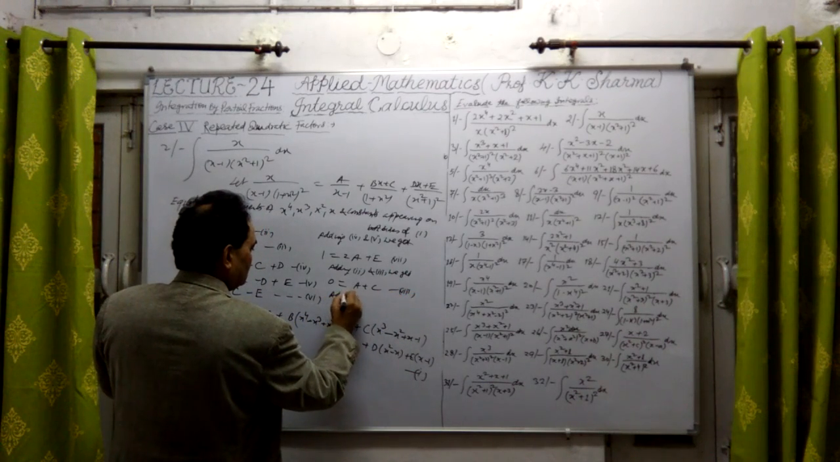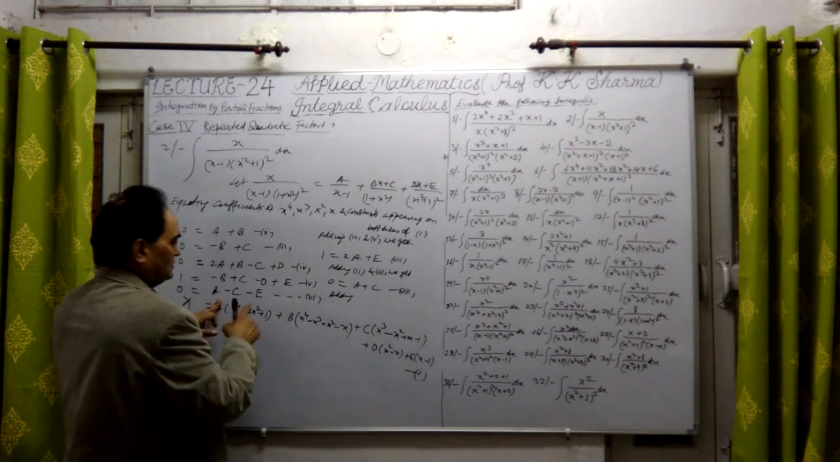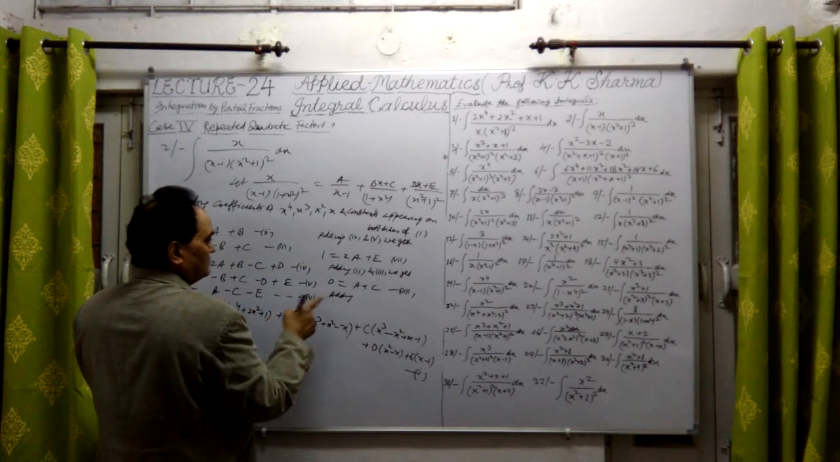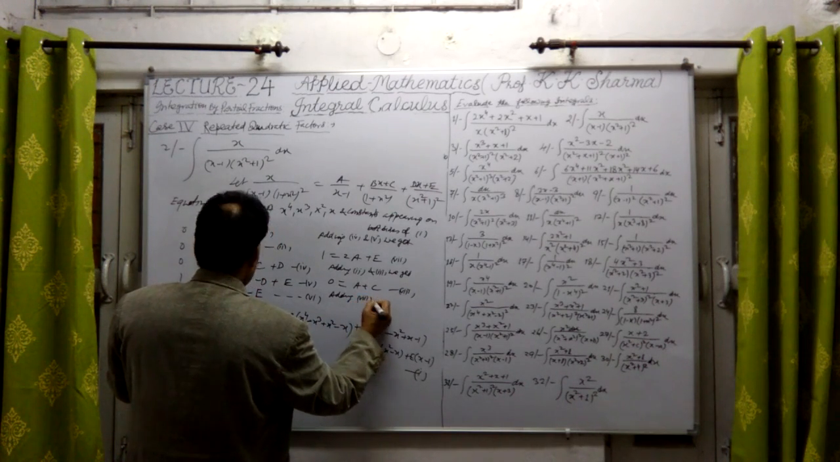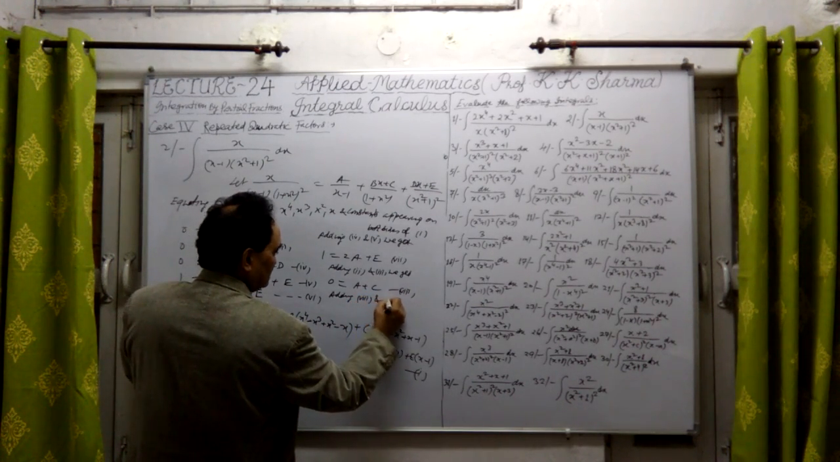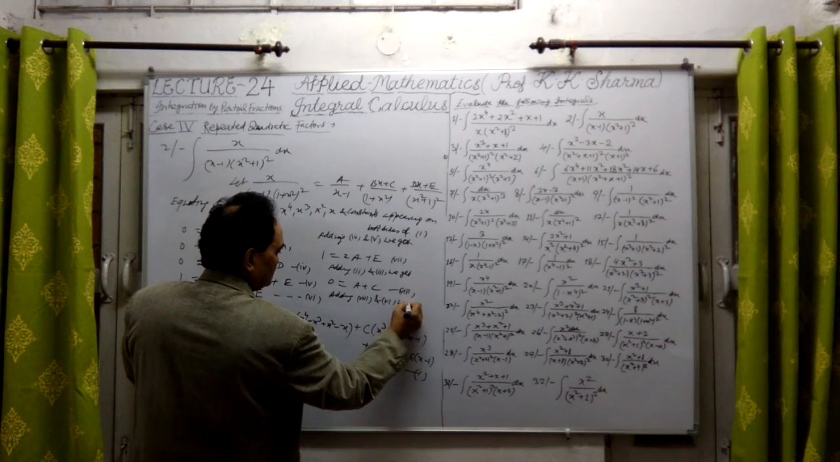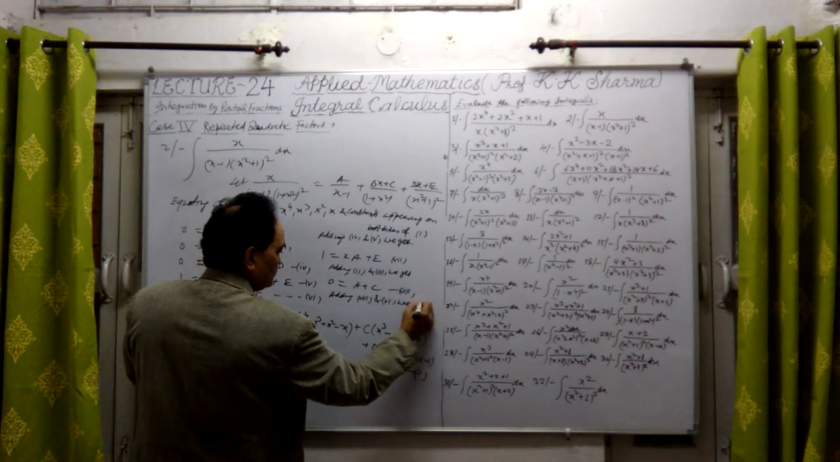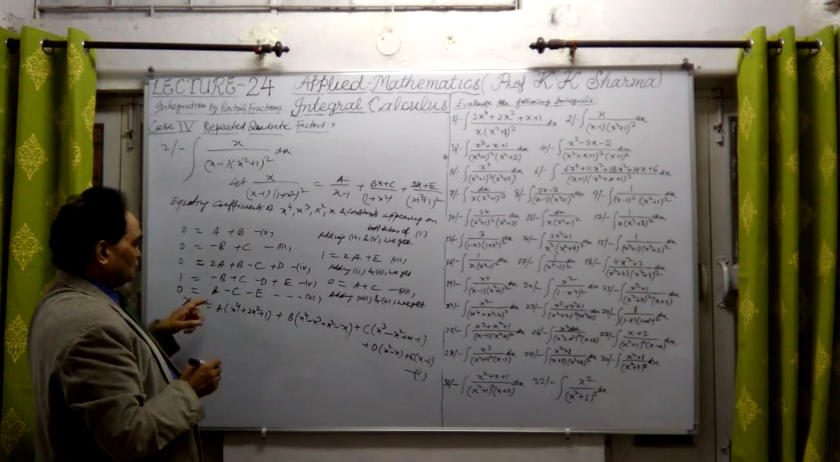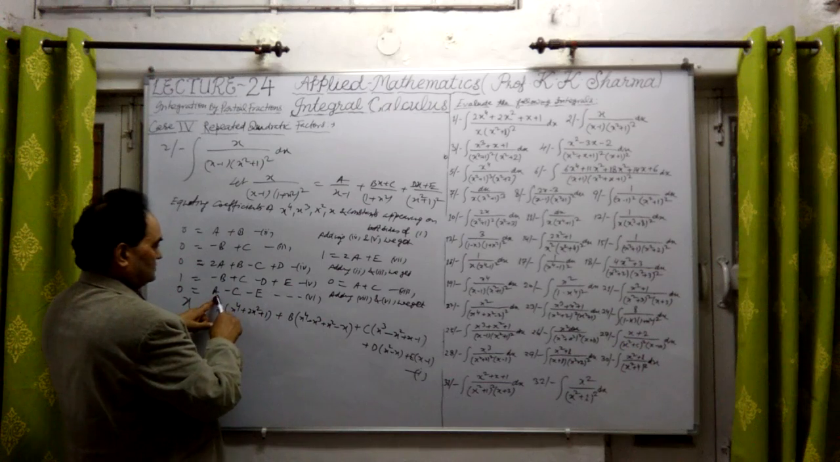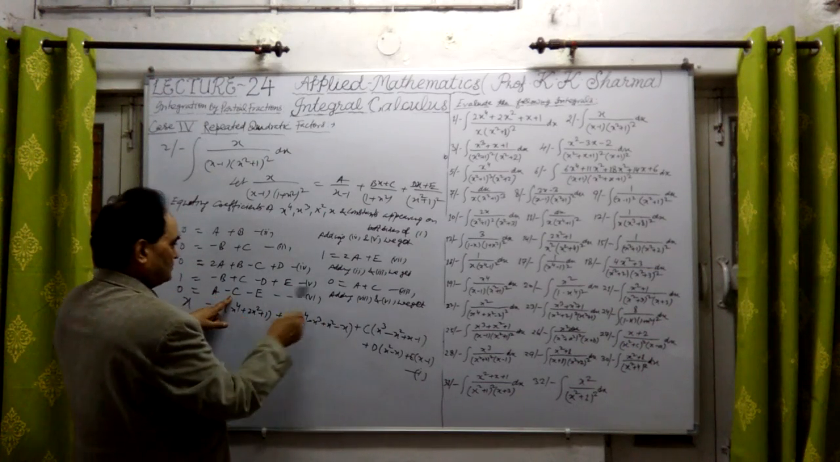Adding C, C will cancel A and E. So adding this eighth one and sixth, we get, adding this one and this eighth. So we see here A plus A twice, but C and minus C cancel out.